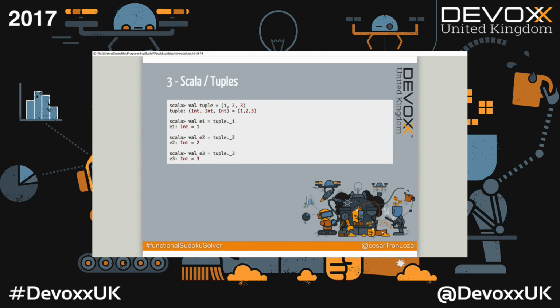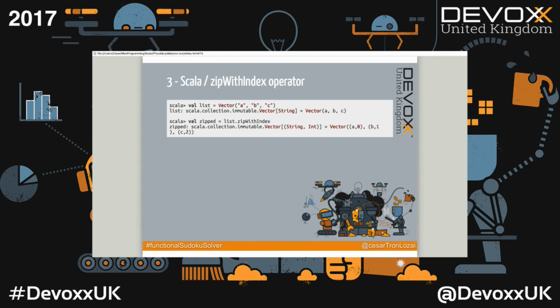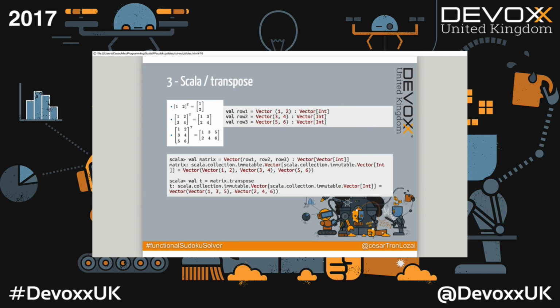Another thing that's useful in Scala is tuples. Very easy. If you want to return more than one thing, you just put them in brackets, and then you can really easily access the elements using underscore 1, 2, 3, 4, first element, second element, etc. Another interesting operator as well is zip with index. So if I have a vector of anything of type A, if I zip with index, I'm going to get a vector of tuple of A and int, which is the position of the element in the vector. So here, if I have A, B, C, I'm going to get A0, B1, C2.